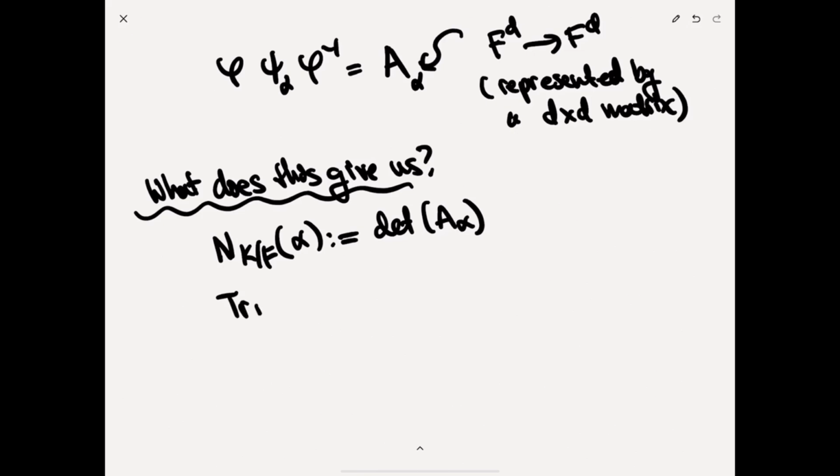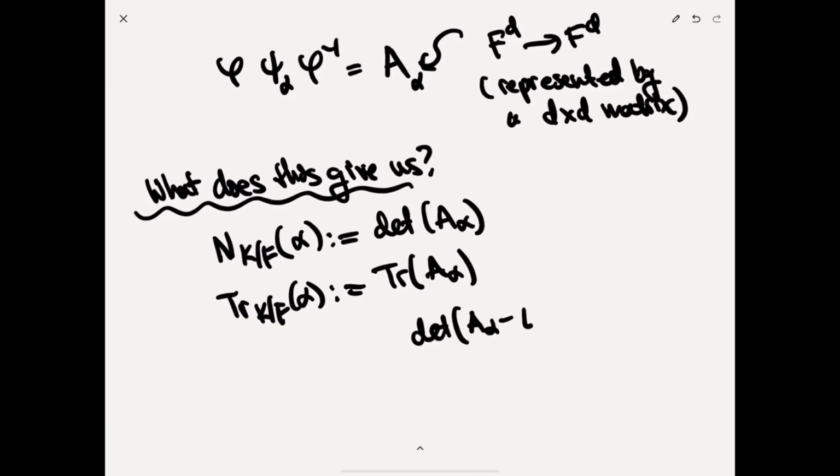So if you want the trace from K to F of alpha, you define this to be the trace of A alpha. Other things that you can do with it: the determinant of A alpha minus t. So this gives you some polynomial f alpha of t. And this thing has the property, so alpha has the property, so this is a polynomial.